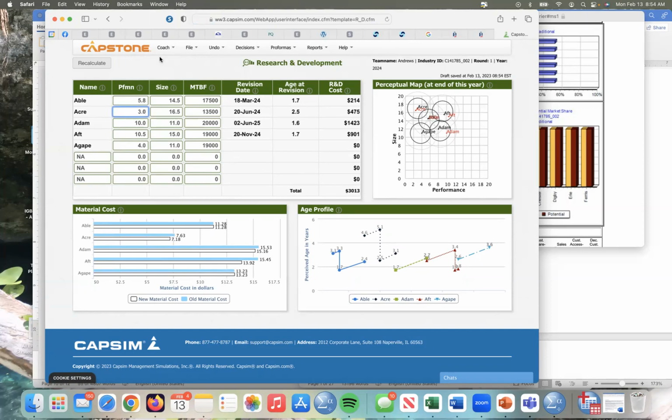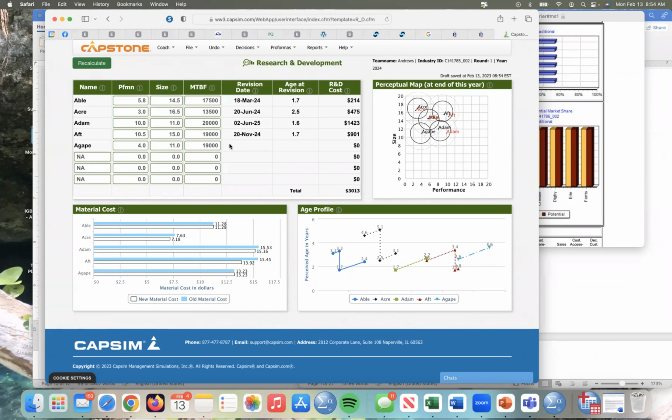Now, if you can't remember what you did, there is one way that we can completely go back to the beginning, and that is to click on undo and undo to start of round, and that will erase everything that you did before. We don't really want to erase what we did before. I would like to take a look at what we did with Acre so that I can undo it and use this money instead and spend it on Agape.